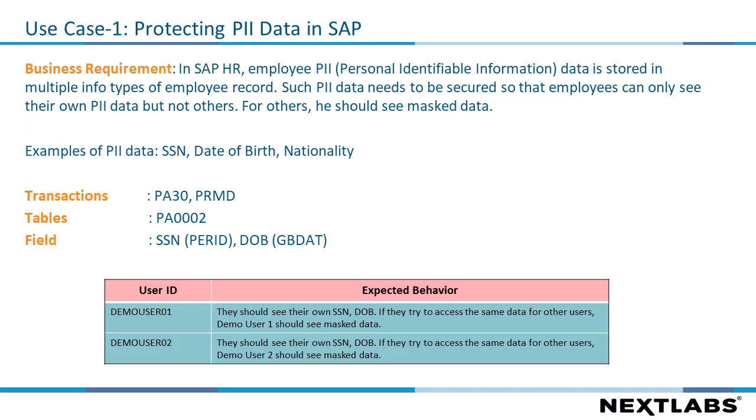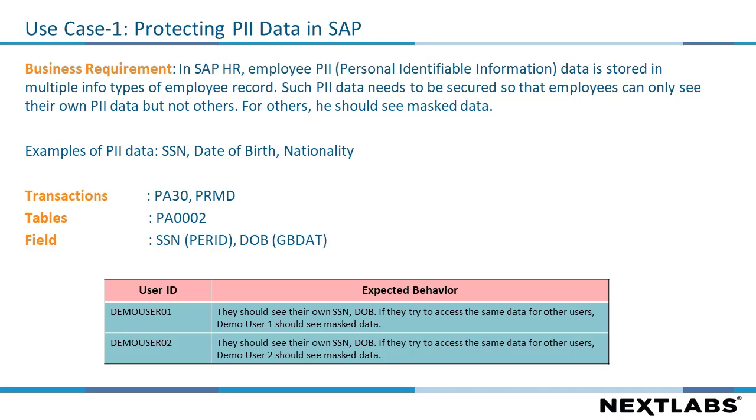So here we are going to look at SAP HCM, commonly referred to as SAP HR, which is an HR module in SAP. We have PII information, what we call personal identifiable information, such as social security number, date of birth, and nationality. In this example, we will see how we can mask this type of sensitive data so that only authorized users can see it. Unauthorized users will see the masked data instead of the actual data.